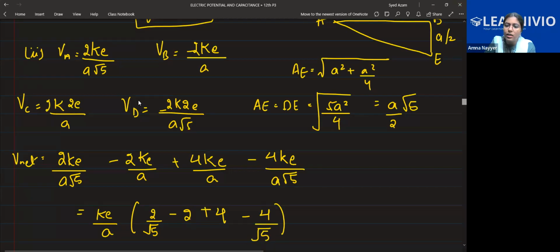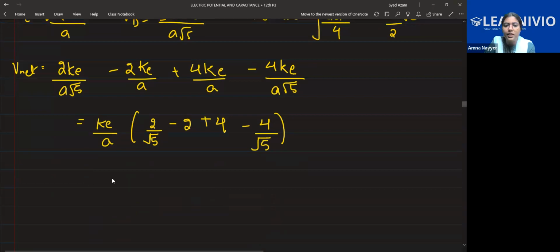So class, from here, this is the net potential. Now let us solve this. KE by A is here. 2 by root 5 minus 4 by root 5 is minus 2 by root 5. And 4 minus 2 is 2.